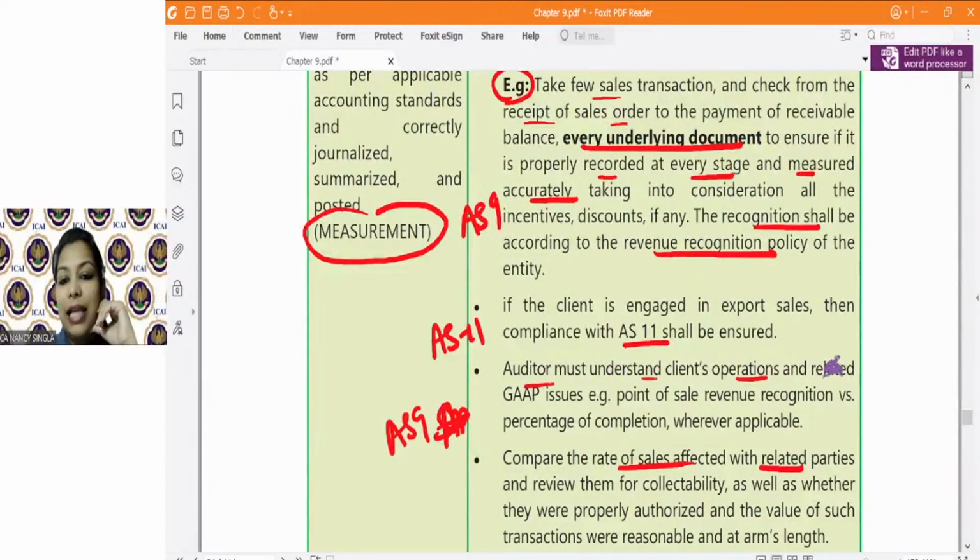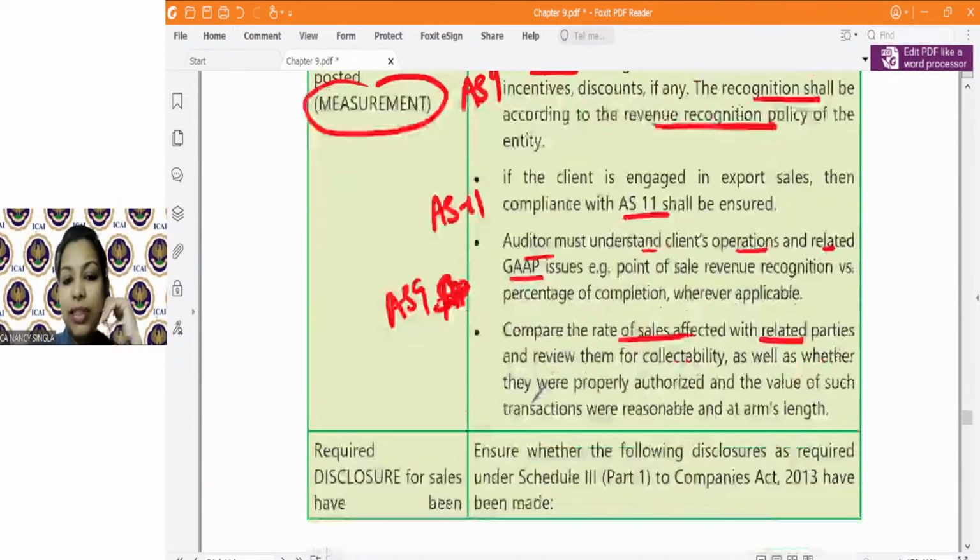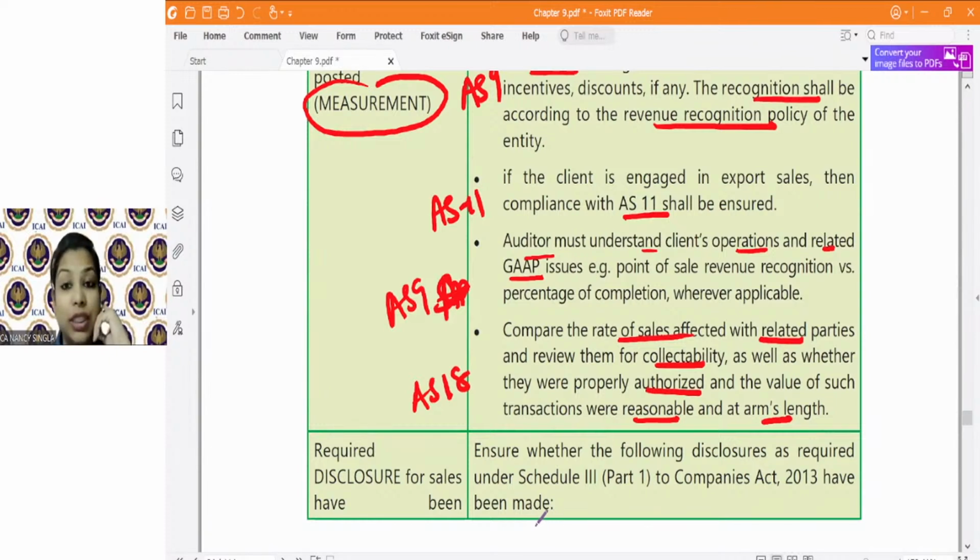Auditor must understand the client's operation related gap, so sales revenue recognition, and this is about AS18. Compare the sales affected with related party, for collectability check whether authorized or not, reasonable or not, at arm's length or not. So these are almost the same. Now the disclosure requirement, and please do it as 2.